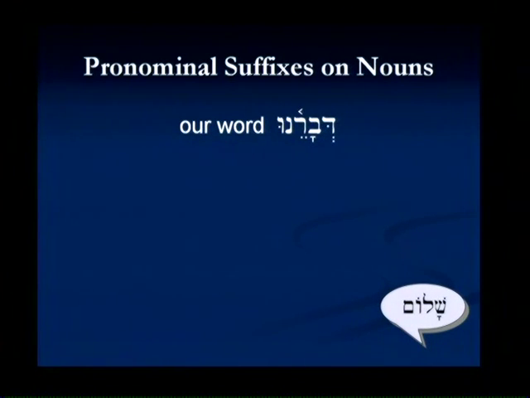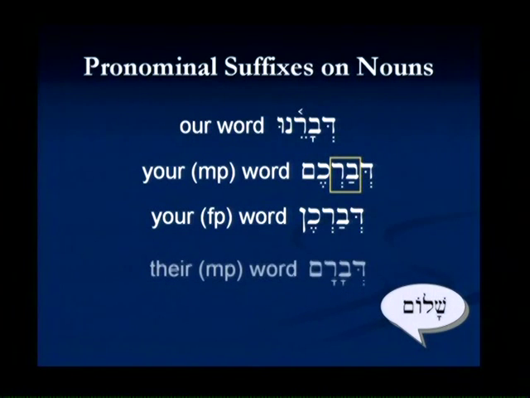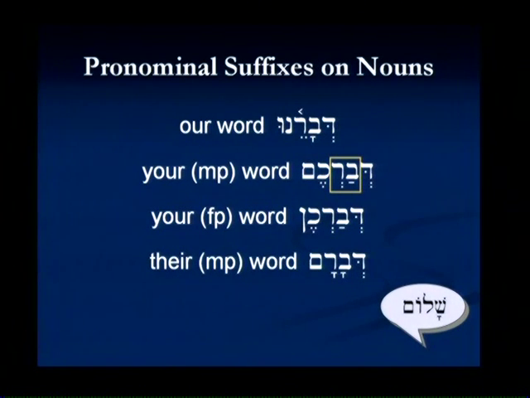Okay. Divarenu. Our word. Divarakem. Notice that same clue there. You have a Begad Kefath letter without a dagesh, meaning it does not begin the syllable. So if it does not begin the syllable, then the schwa before it is vocal, which means the pathic stands in an open syllable. Devarakem. Everyone? Devarakem. Devaraken. Your, feminine plural, word. Devaram. Their word. Devaran. Their, feminine plural, word.